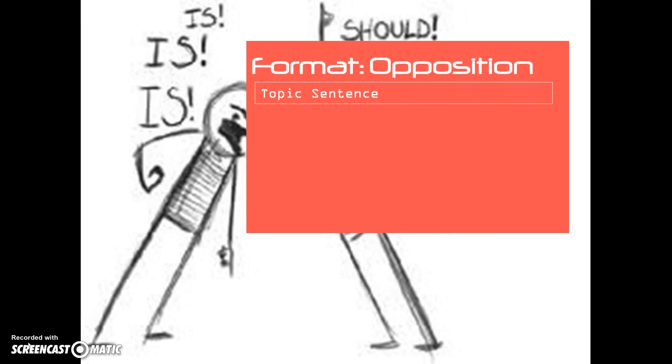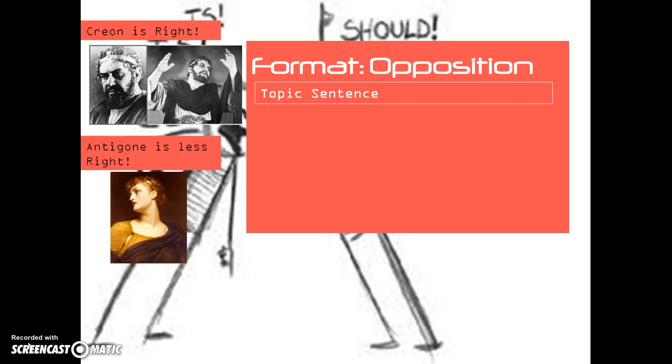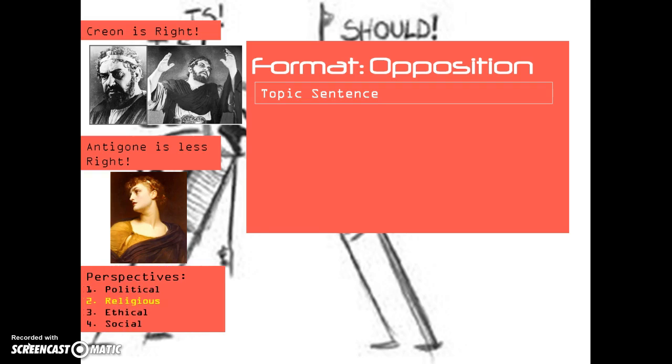let's complete the topic sentence of your opposition paragraph. To do this, you first need to decide who you're supporting. So I'm going to support Creon. Creon is right. And then I'm going to prove that Antigone is less right, because I don't really think Antigone was completely wrong. I just think she was less right than Creon, or at least I'm going to argue that in my essay. Now, how am I going to argue this? Well, I'm going to explain that Antigone was less right religiously than Creon was.